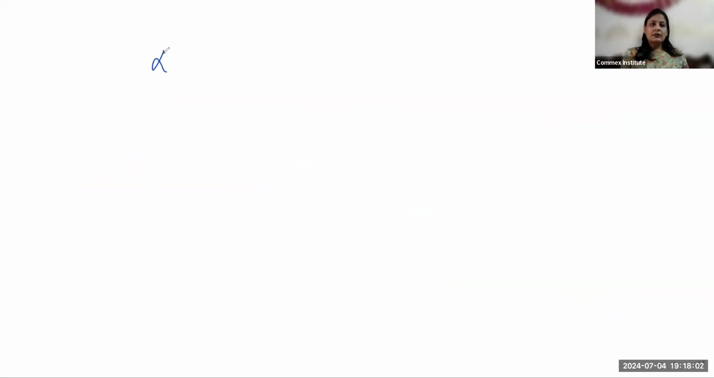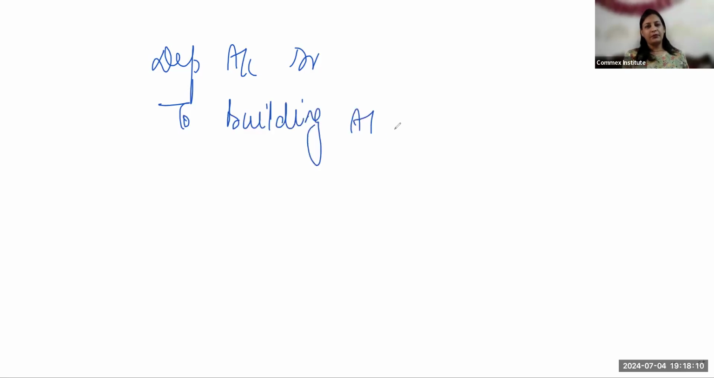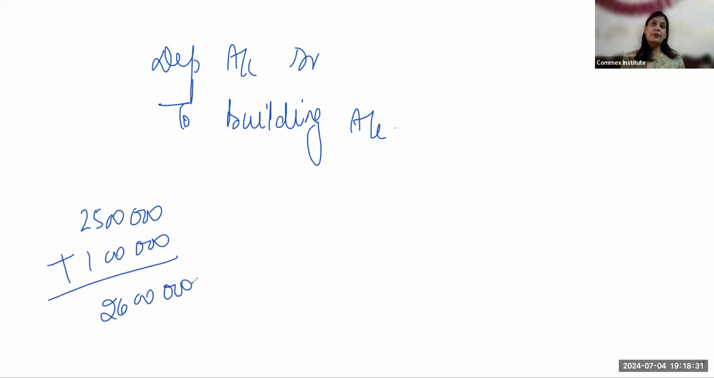Then depreciation. So depreciation account debit to building account, 10% per annum. So how much was our building amount? 25. But then we'll have to take it on 26 lakhs. 25 lakh plus 1 lakh, 26 lakh, because the back room will also be added to this. And then 10% of it, so 2,60,000.